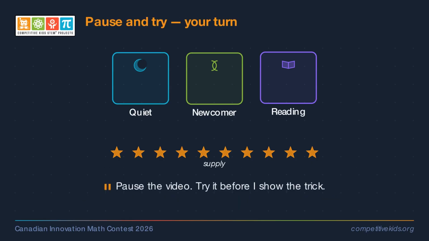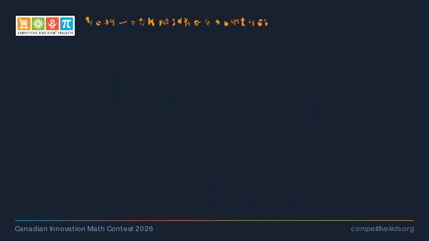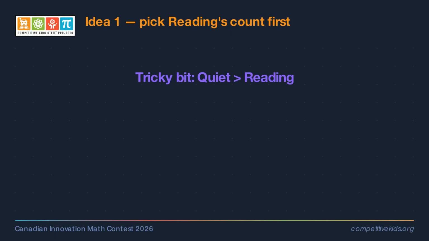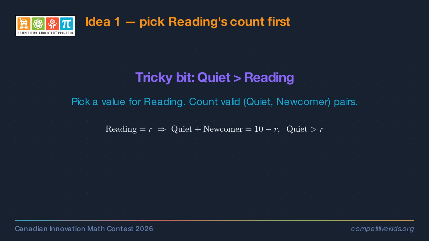Pause the video. Try it before I show the trick. Hint: what if you pick the reading corner's count first? The tricky part is the quiet room must get more than the reading corner. So here is the trick. Pick a value for reading first. Then count the valid quiet and newcomer pairs.